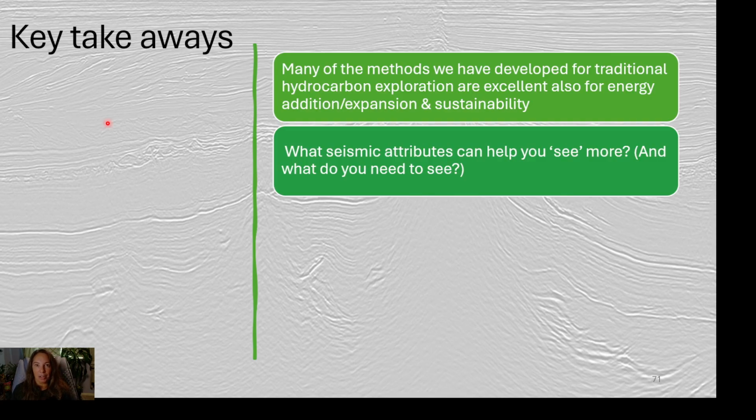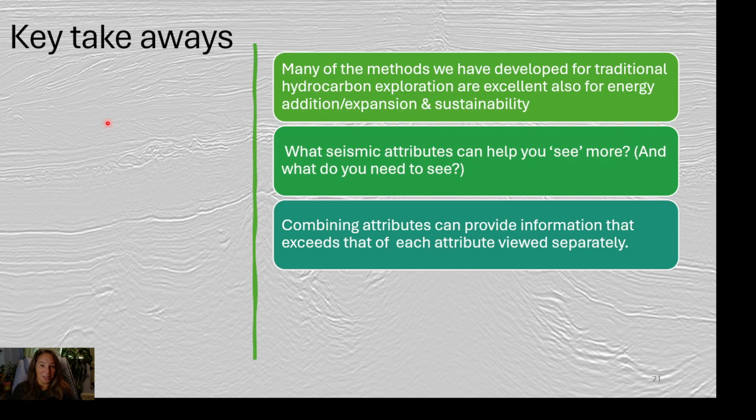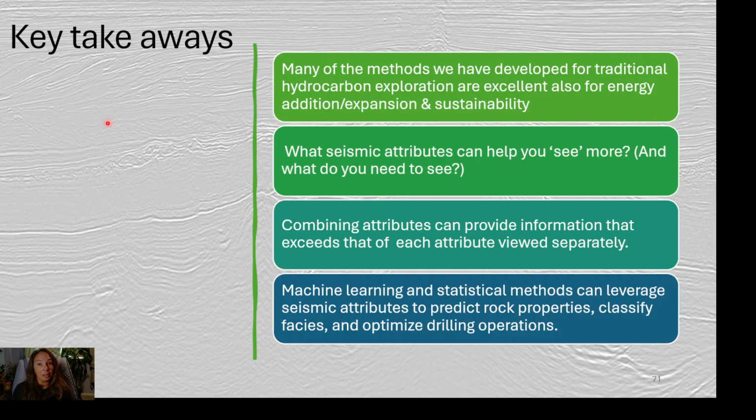There are a lot of them out there that can help you see more in the seismic data. Of course, you don't want to run hundreds of attributes, but rather be a little bit picky in choosing which ones you need, or which attributes help you see what you need to see. And then, of course, combining attributes can provide you with a ton of information that exceeds what you'll see in one individual attribute by itself. And that's where machine learning comes into play, and other statistical methods. There are many of them out there that can help you leverage these seismic attributes to better classify your reservoirs, whether it's rock properties or facies, and help you in your drilling operations.